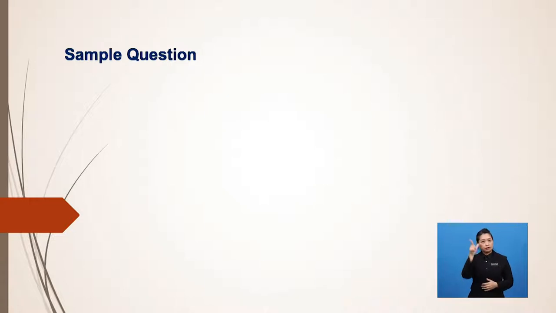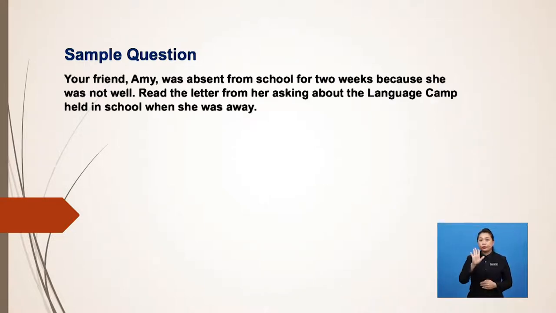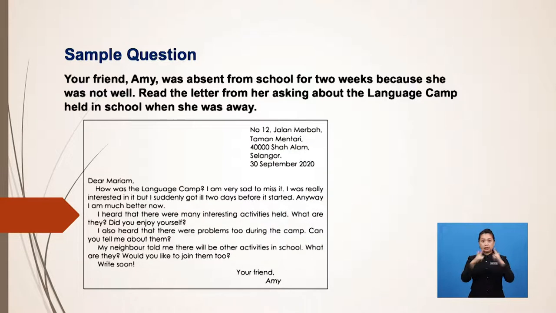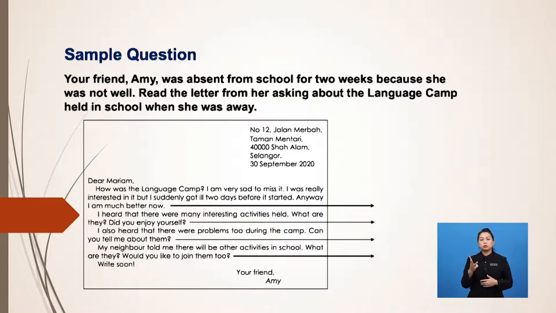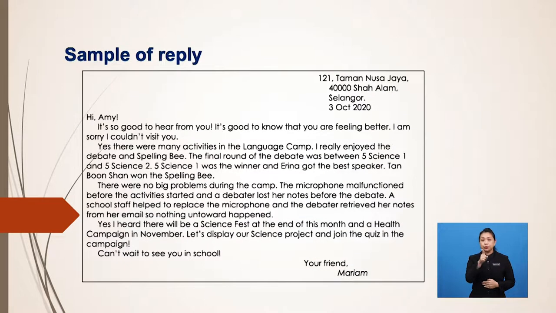Now that you have seen the tips on how to respond to task 1 question effectively, let's look at a sample question. Sample question. Your friend Amy was absent from school for 2 weeks because she was not well. Read the letter from her asking about the language camp held in school when she was away. Using all the notes given, write a reply of at least 100 words in an appropriate style. Just remember that you need to use all the notes. You also have to write at least 100 words in your response. Well, look at the sample of response given. I am sure you can write something like this on your own within 25 minutes.